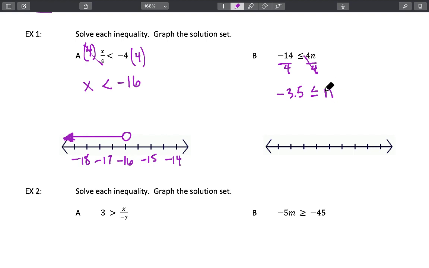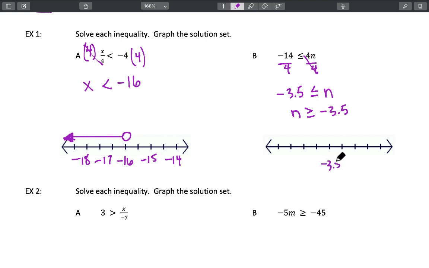Now, my variable here is on the right, which is perfectly fine, but if you'd like for it to be on the left, then you've got to make sure you change both sides of that inequality. Then you've got to change the direction of that inequality so that it still reads that n is greater than or equal to negative 3.5.